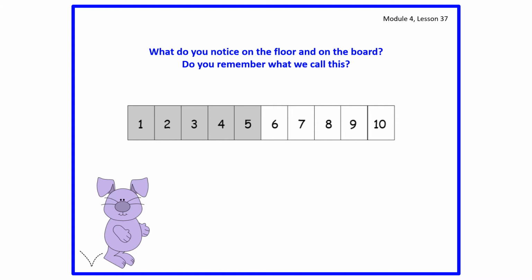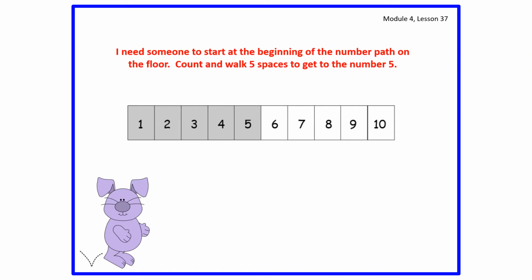Think big. That's right, this is a number path. Remember we talked about how this number path has numbers from 1 to 10. 1, 2, 3, 4, 5, 6, 7, 8, 9, and 10. We also talked about how 5 numbers are gray or shaded and 5 are not. That's something that we observed in a previous lesson.